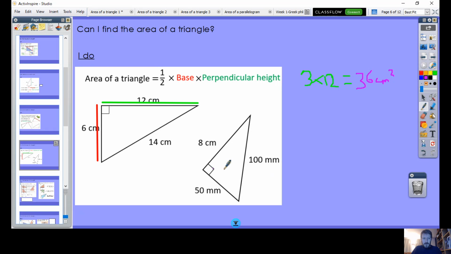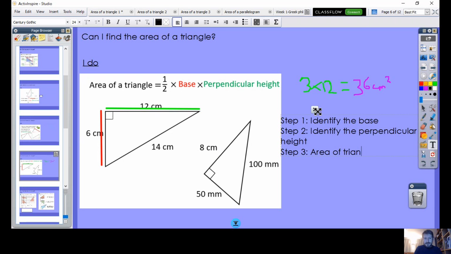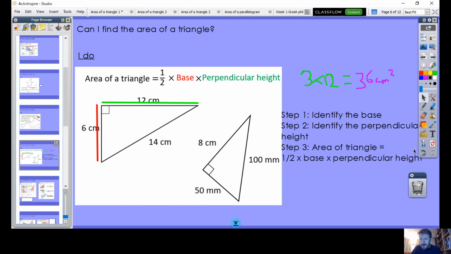Okay, so what you need to do, step 1, let's write them down. There we go. Step 1, identify the base. Step 2, multiply by the perpendicular height. And step 3, do the calculation. So area of triangle equals half times the base times the perpendicular height. There we go.